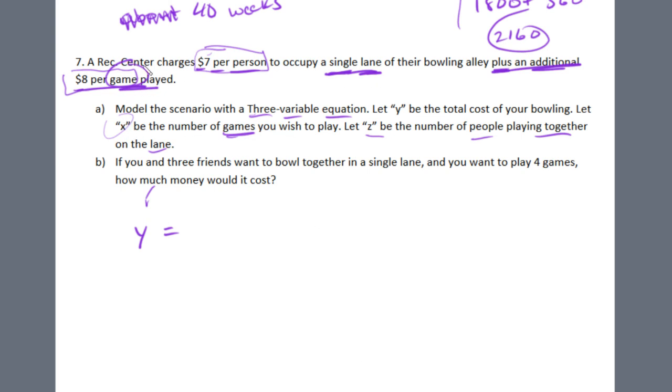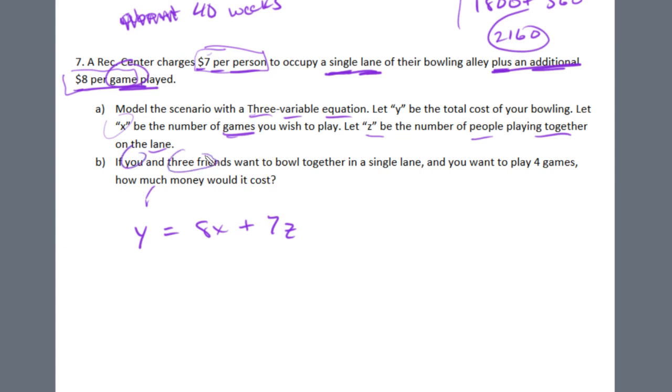So which of these figures talks about games played? Well, this one, $8. So it's $8 per game. So if x is the number of games, then it's 8x. Then you plus $7 per person. So z is the number of people playing, so that would be 7z. This is the formula for how much it would cost to bowl that night. It depends on how many people are in the lane and then how many games you all are playing.